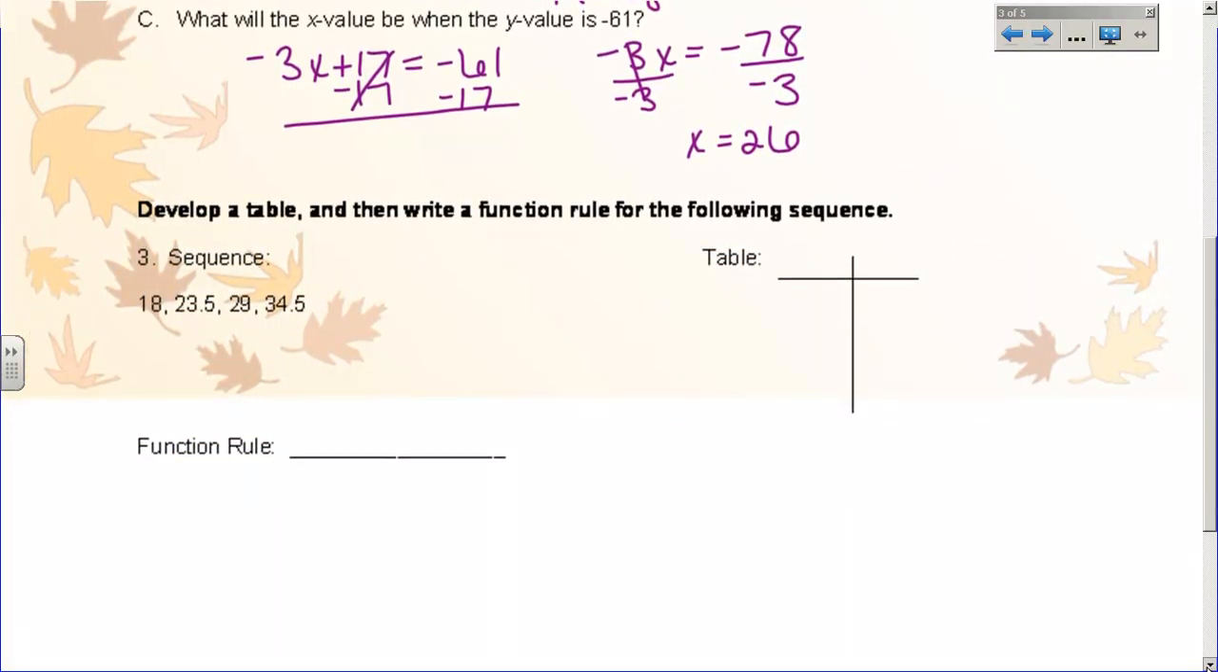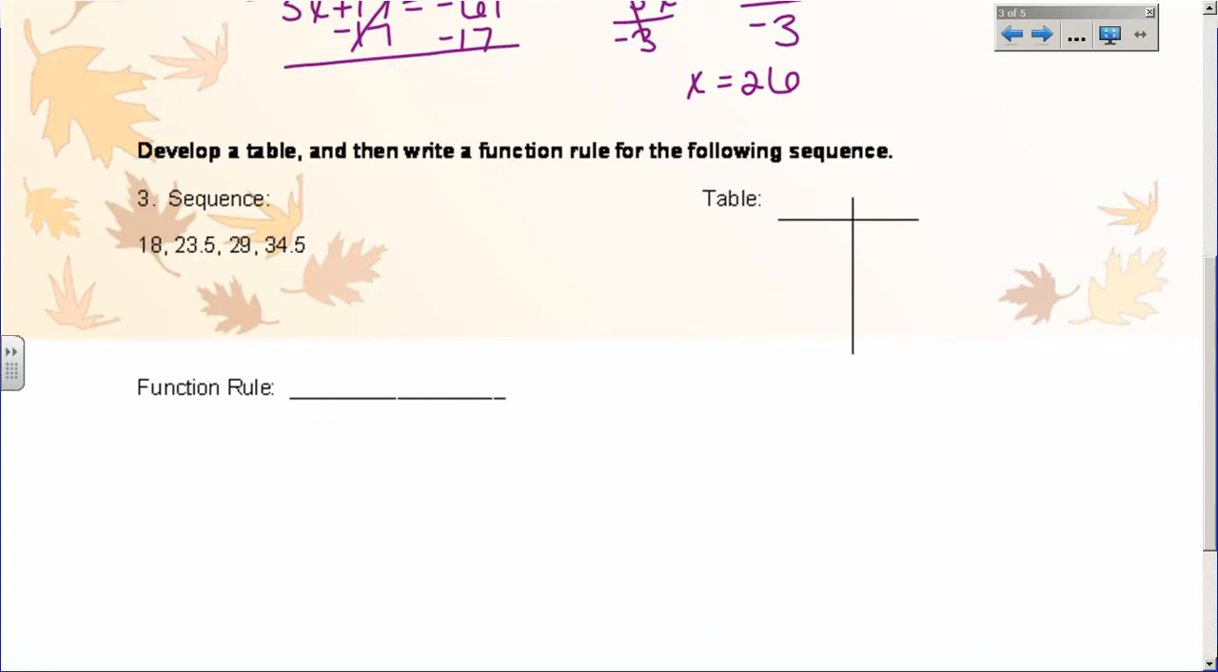So let's do one more like this, except now we're going to go from a sequence to a table to a rule. So here is my sequence, and in my sequence I have first, second, third, and fourth number. So what I have is my term number and whatever the value of that is. Term number 1 is 18. Term number 2 is 23.5. Term number 3 is 29. And term number 4 is 34.5.